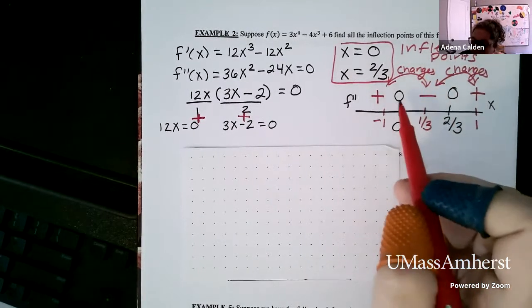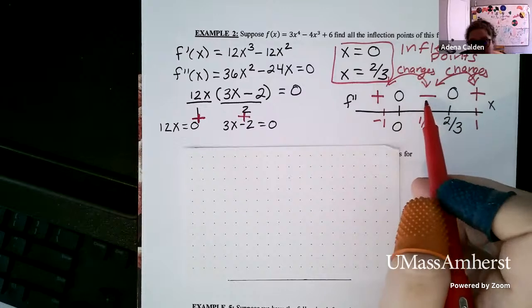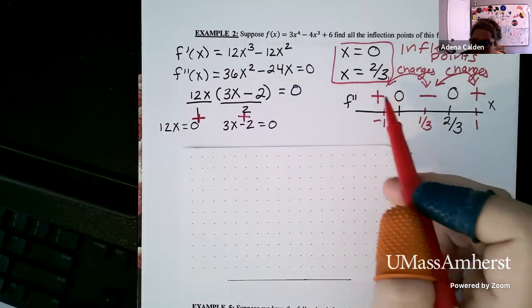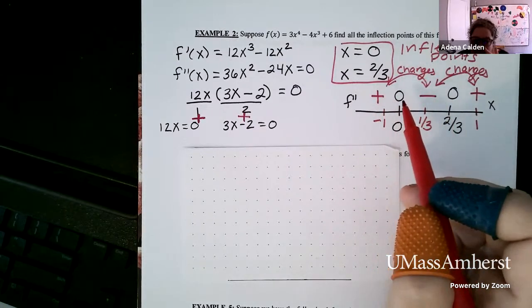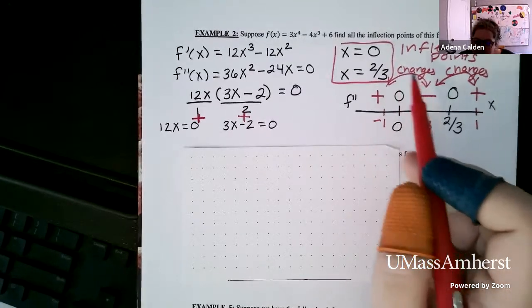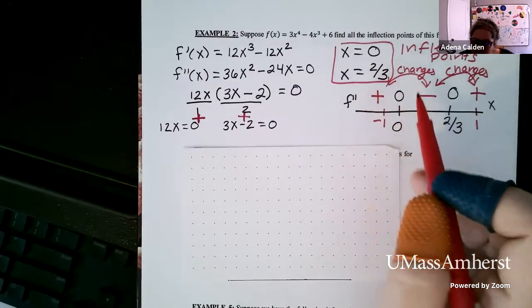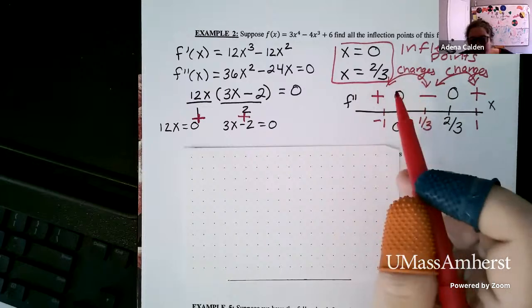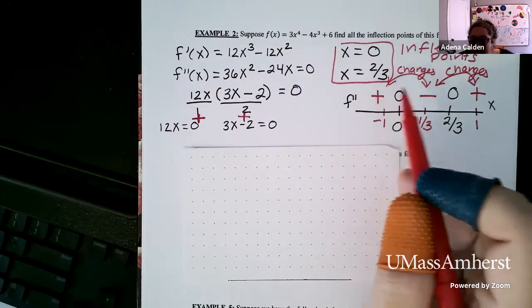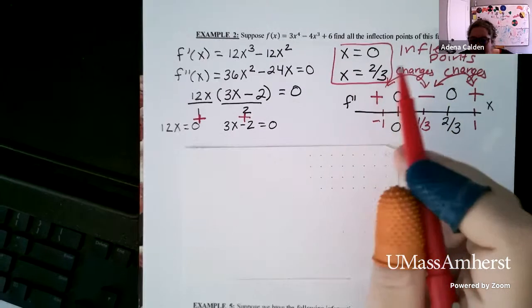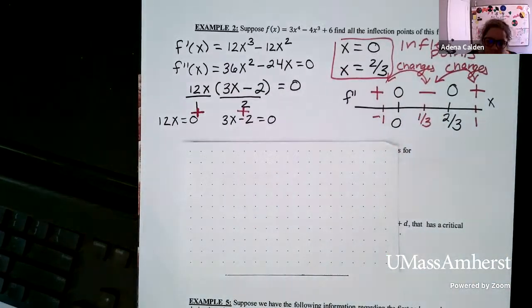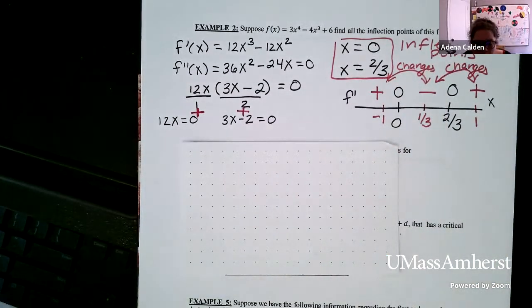Okay, if this had been negative, negative, then it would not be an inflection point. Or if it was positive, positive, it would not be an inflection point. But as long as it changes around your possible inflection point, then it is indeed an inflection point, because the change of sign indicates a change of concavity on the original function. Okay.